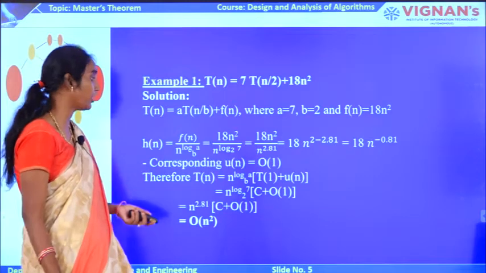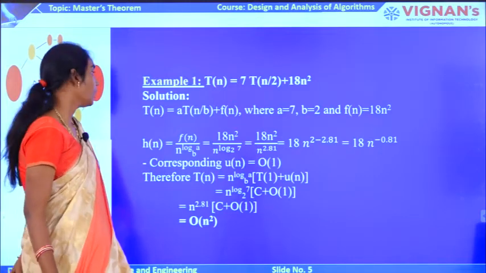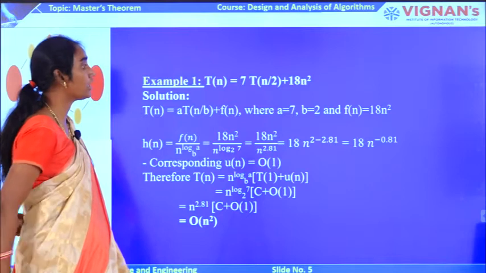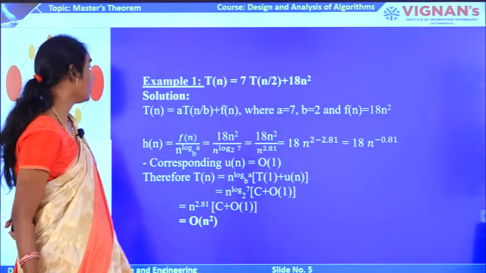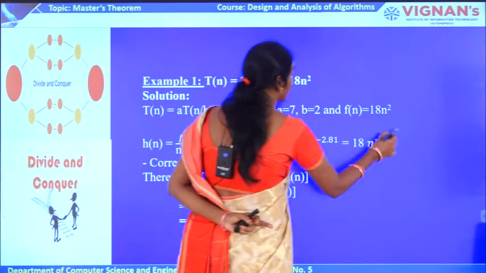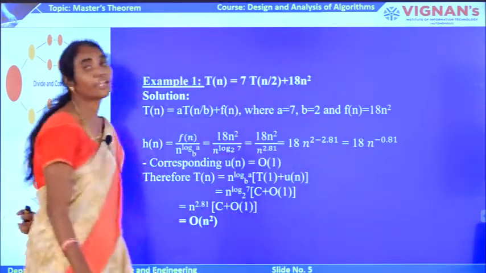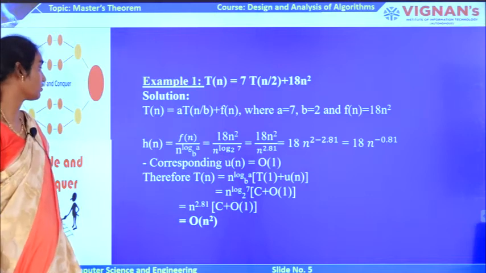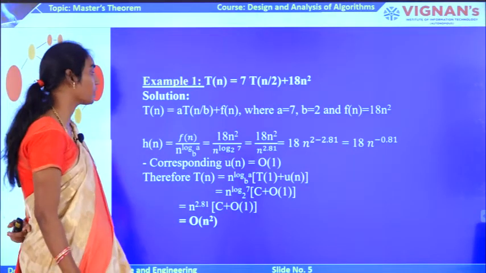Now immediately I have to find out u(n). u(n) is, when h(n) is equal to 18 n to the power of minus 0.81, the corresponding u(n) value is big O of 1. Why? Because here the exponent, minus 0.81, is less than 0. So directly I can give the u(n) value as big O of 1.